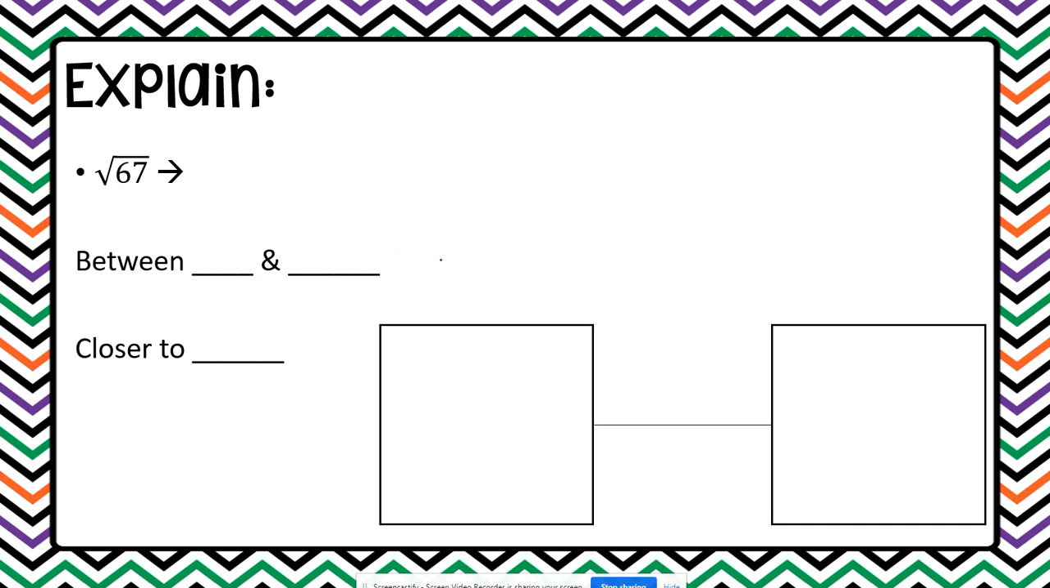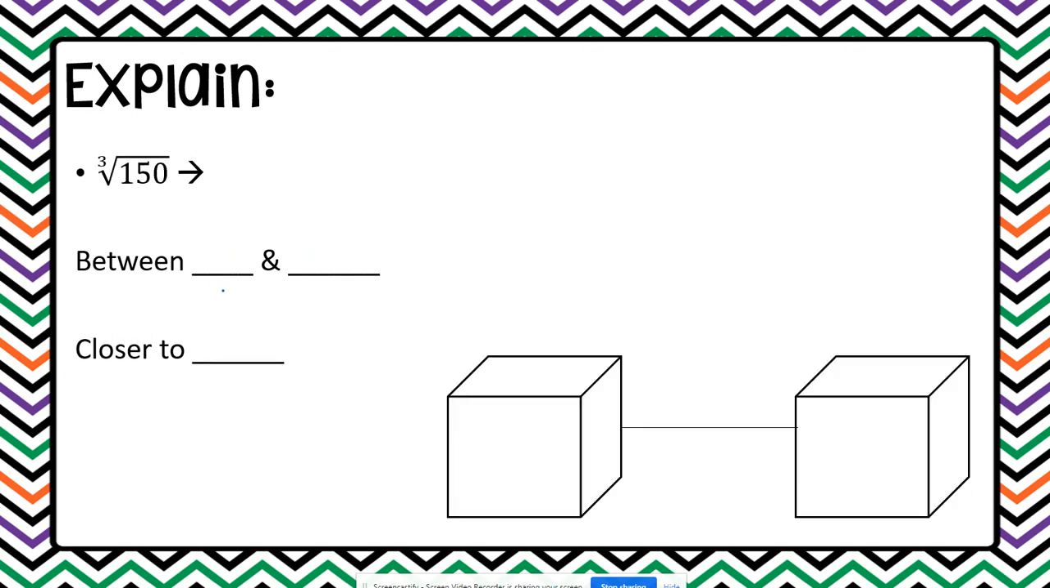For the square root of 67, we again need to find two perfect squares that this would lie in between. Well, I know that the square root of 64 is 8, and I know that the square root of 81 is 9. So the square root of 67 is somewhere between the square root of 64 and the square root of 81. That means that it's located somewhere between 8 and 9 on the number line. Since 67 is closer to 64 than it is to 81, I know that the square root of 67 is going to be closer to 8 on the number line than it is to 9.